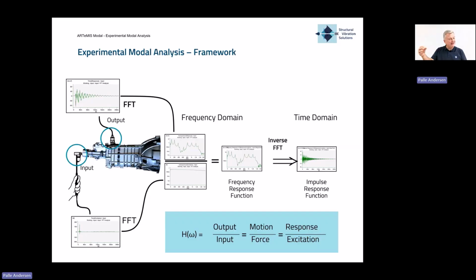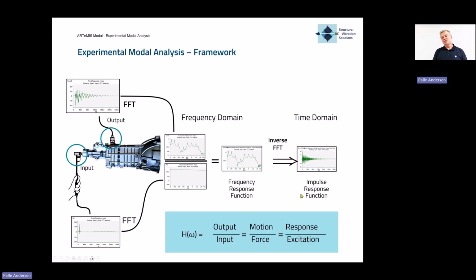If there are inputs that are not measured but coming in through the test here, this function will be polluted because you are not dividing all the output out of the input. So it's really, really important that we isolate the structure and we make sure that everything that is affecting it is measured, all the different excitation. This is what we need for analysis in ARTeMIS Modal.